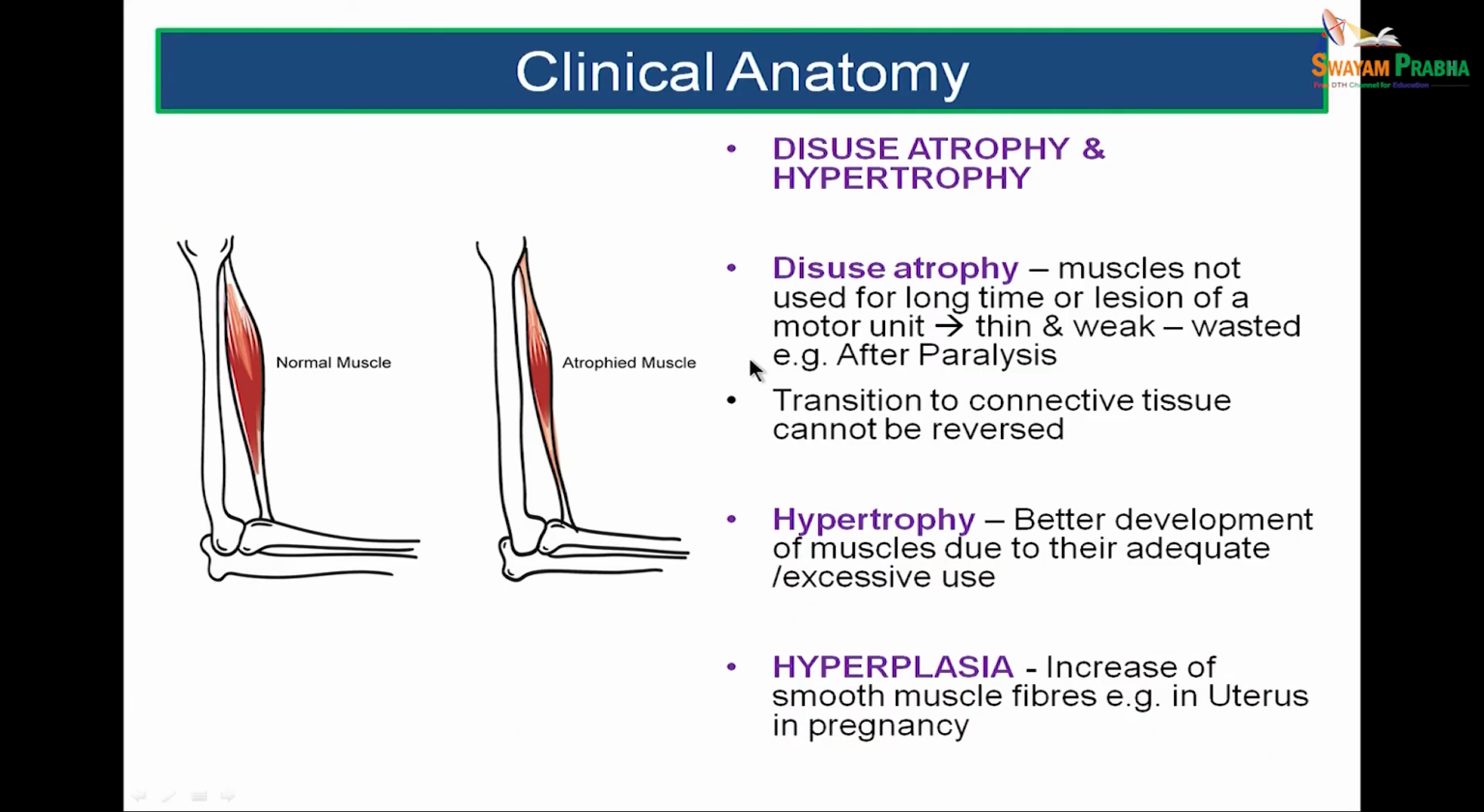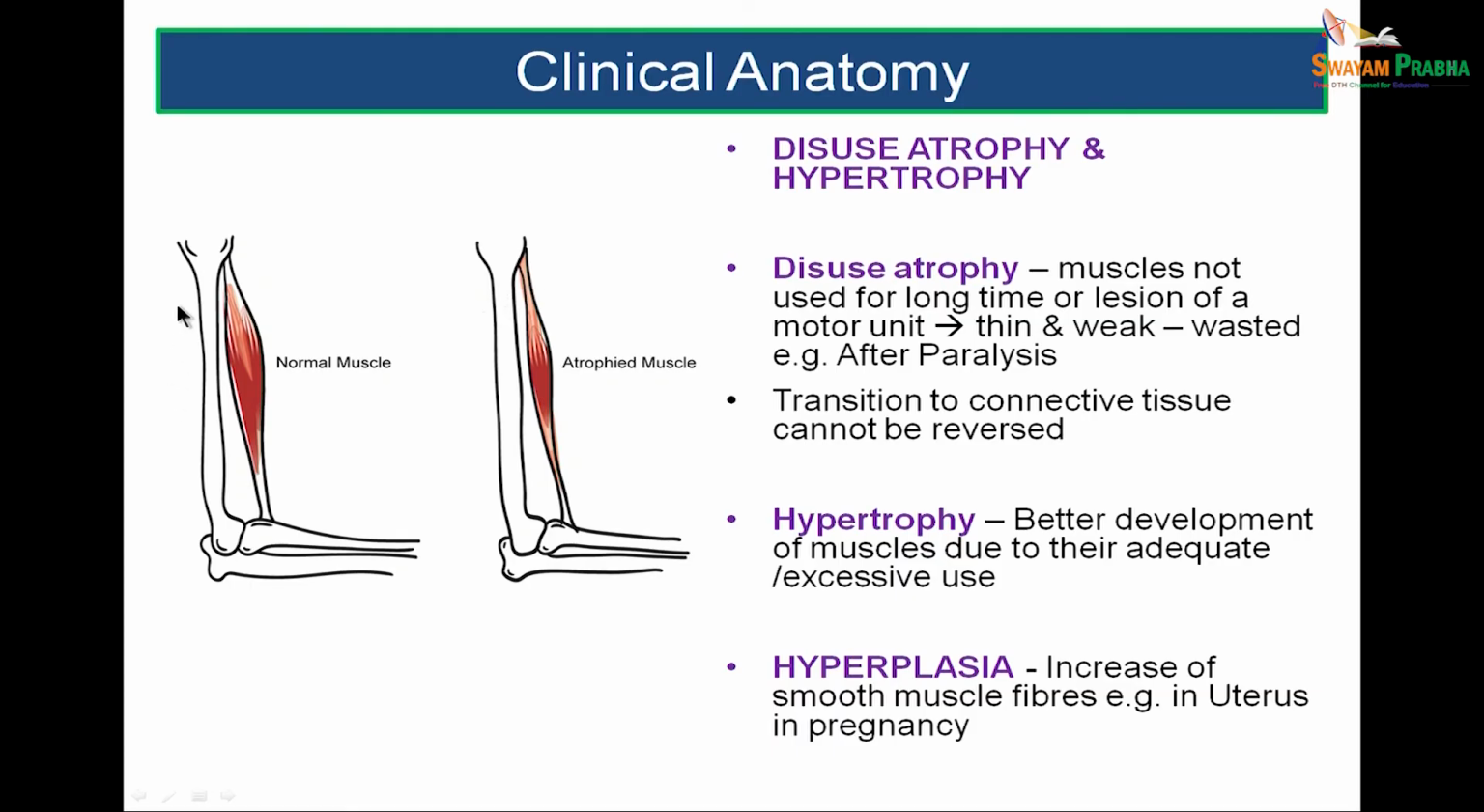Disuse atrophy and hypertrophy. When a muscle is not used, for example, a patient having a stroke, he might recover after 6 months, but in the 6 months of the recovery from a stroke, his muscles are not being used. Any muscle not being used goes into what we call disuse atrophy. And disuse atrophy will proceed, and if you look at a normal muscle here, you get an atrophied muscle.